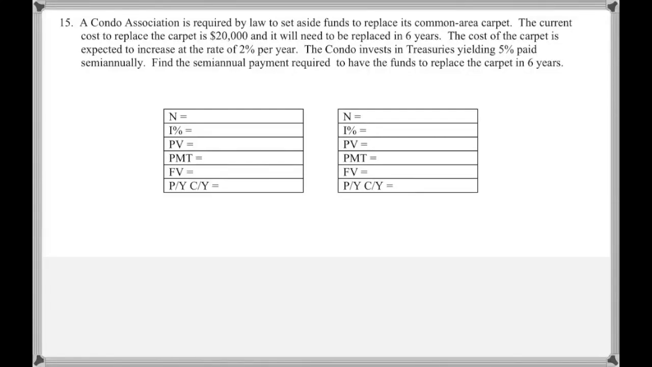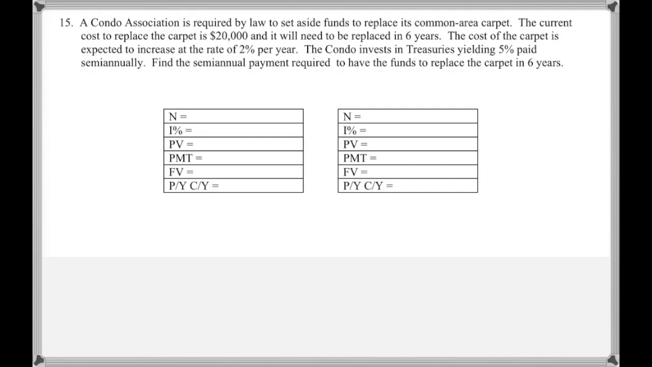A condo association is required by law to set aside funds to replace its common area carpet. The current cost to replace the carpet is $20,000, and it will need to be replaced in 6 years. The cost of the carpet is expected to increase at a rate of 2% per year. The condo invests in treasuries yielding 5% paid semi-annually. Find the semi-annual payment required to have the funds to replace the carpet in 6 years.